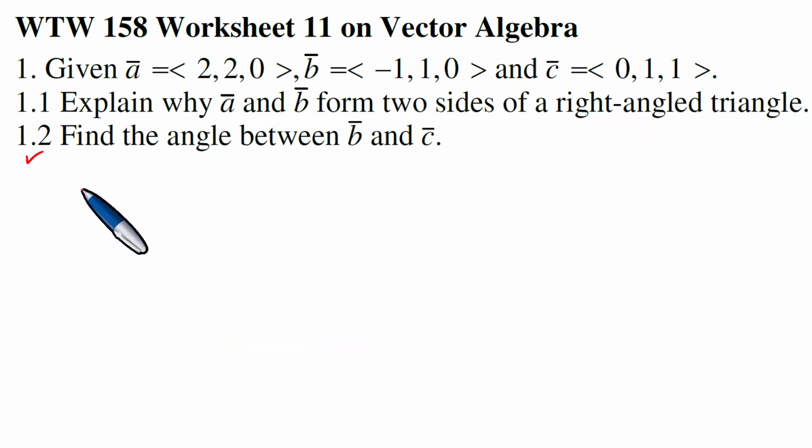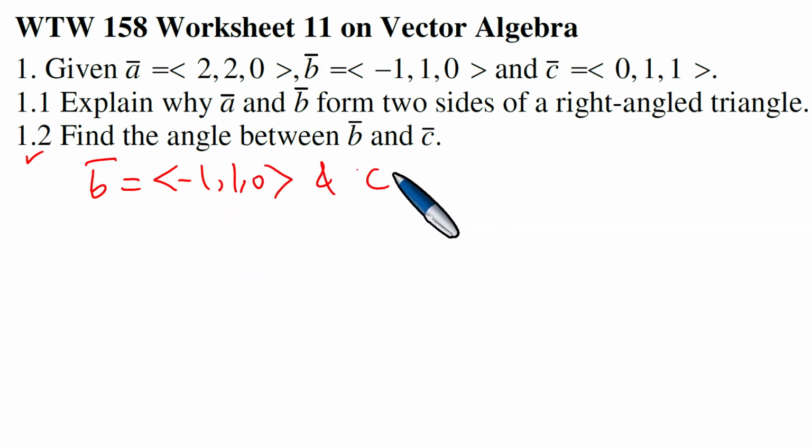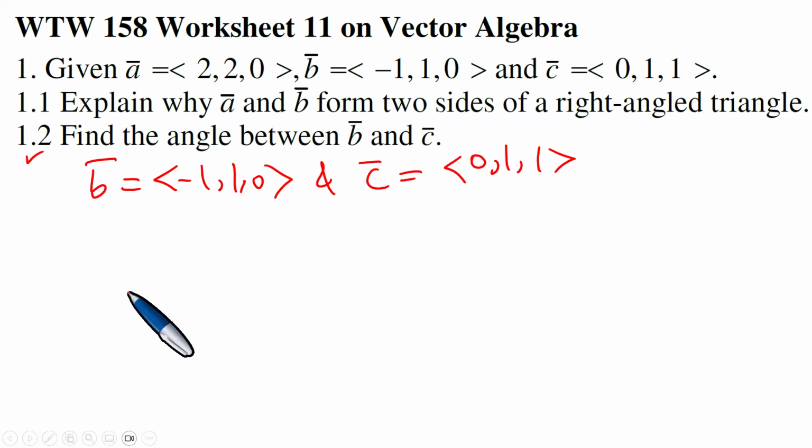Right, in 1.2, we're interested in finding the angle between B and C. The vector B has the components -1, 1, 0. Simultaneously, the vector C has the components 0, 1, 1. We are planning to find the actual angle between the two vectors B and C, so we must be in a position to find the angle between the two vectors.